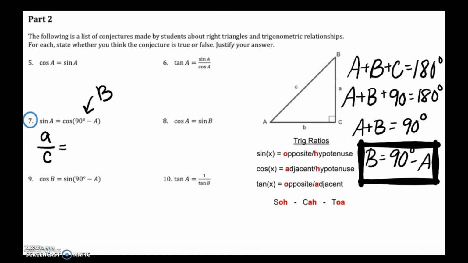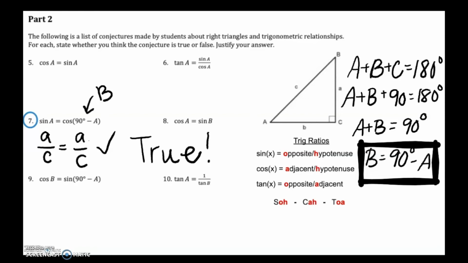Now we can substitute this B into 90 degrees minus A, so we have cosine of B, which is also A over C. So A over C is equal to A over C, so this statement is true.